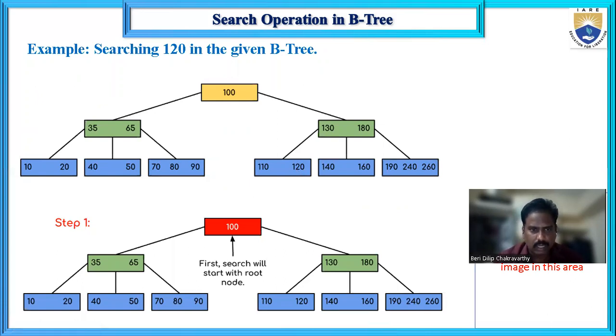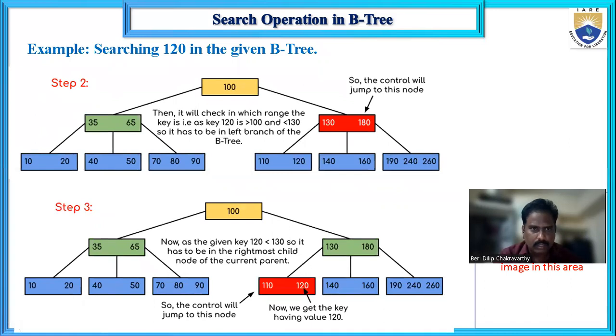I have given it step by step. You just see this. In the first step, I compare with my root node. In the second step, as 120 is greater than 100, I move to this side. In the third step, I move to this side. So now we got the key having value 120.